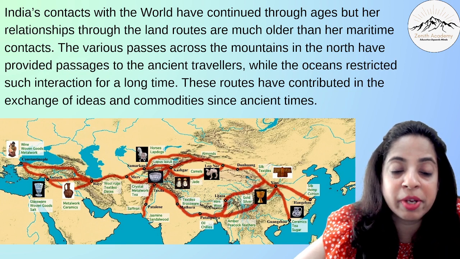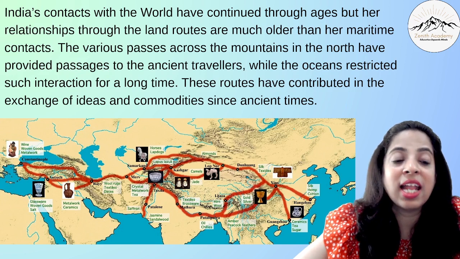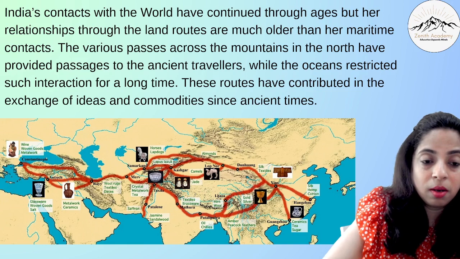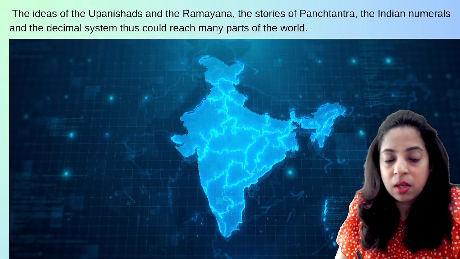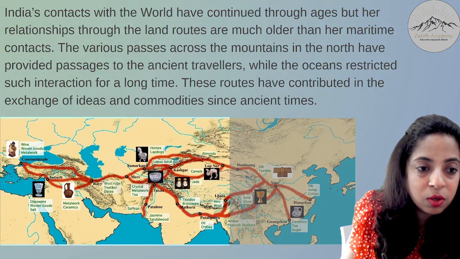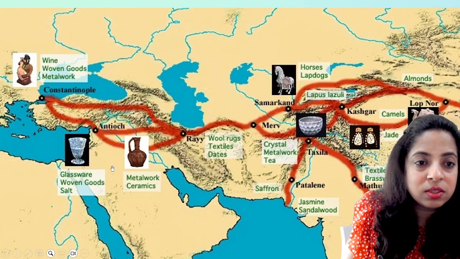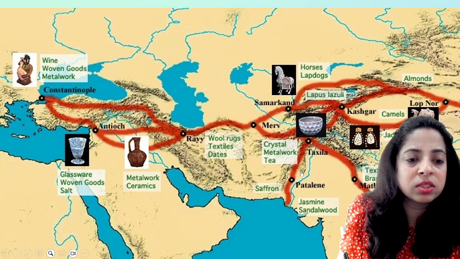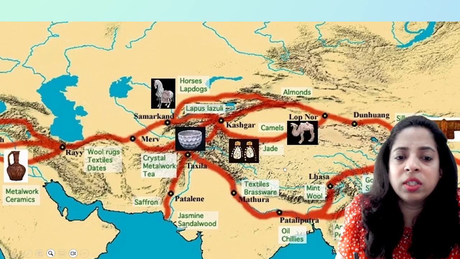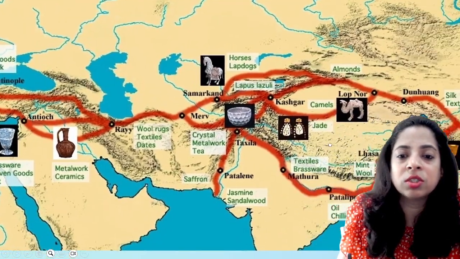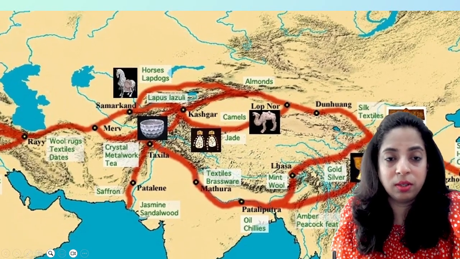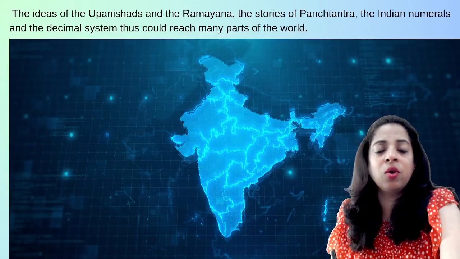You can see this picture I have given you, different land routes wherein these special things were passed. I'll just enlarge it and show you so that you will know things well. See, wine, woven goods, metal works, glassware, wool rugs, textile, all these things. And you can see the brown routes. So these things were imported and exported. Now going ahead.